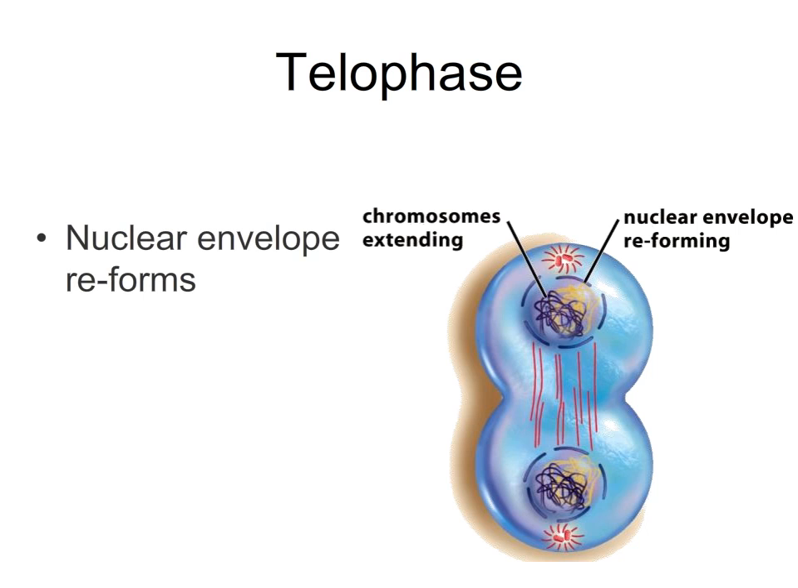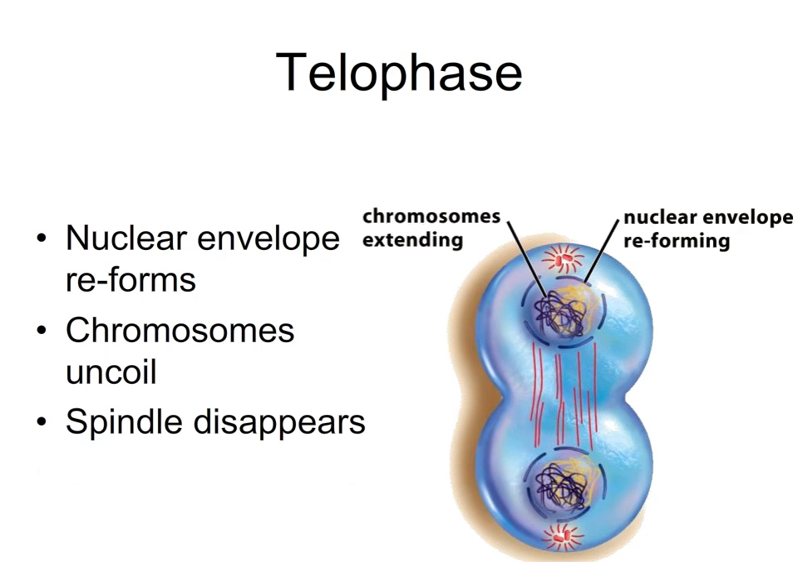In telophase, the nuclear envelope reforms around the two new nuclei, the chromosomes begin to uncoil from their mitosis packaging, and the spindle apparatus disappears. Telophase is also the time in which cytokinesis begins. But remember, cytokinesis is a part of the M phase, but not part of mitosis.